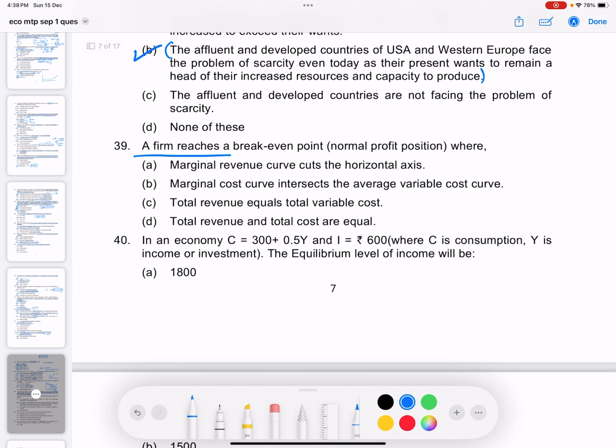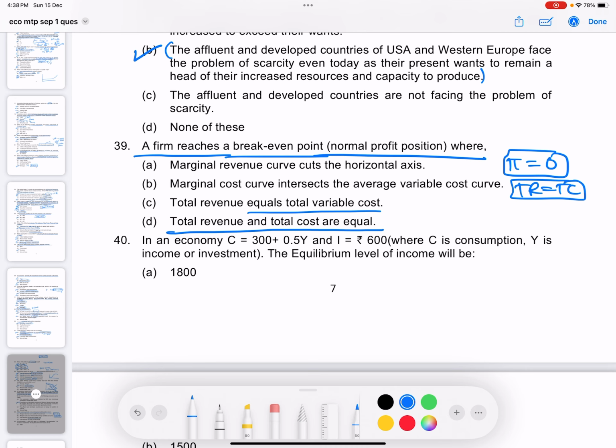Okay, a firm reaches a break-even point. Break-even point is when profit is zero. That is, the total revenue equals to total cost. So you are earning nothing. Marginal revenue cuts the horizontal axis. Marginal curve intersects the average variable cost. Total revenue equals total variable cost. Total revenue and total cost are equal.